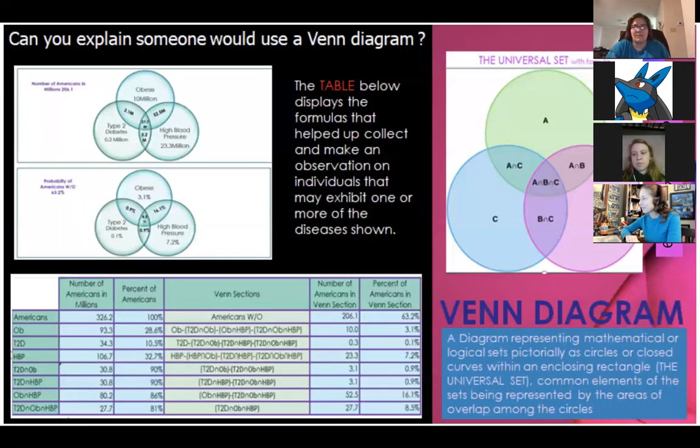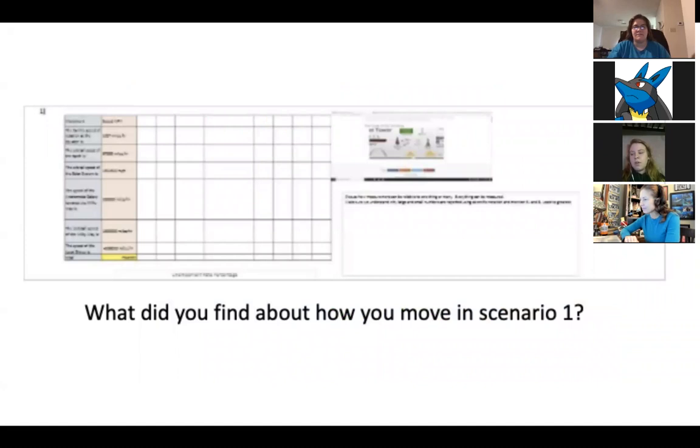Next, I'm going to ask Ruby, what did you find out about how we move in scenario 1? I found out in scenario 1, even by sitting down, you can move over 7 million miles per hour. Really? Even just by sitting, yes. That's so fast. Faster than the speed of light, actually. Thanks, Ruby.